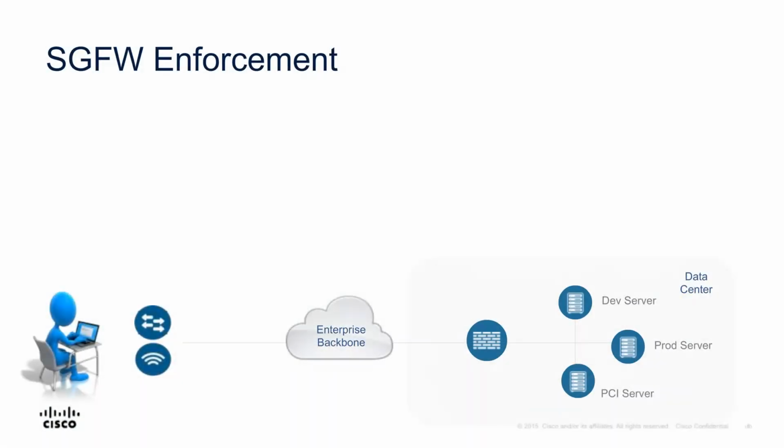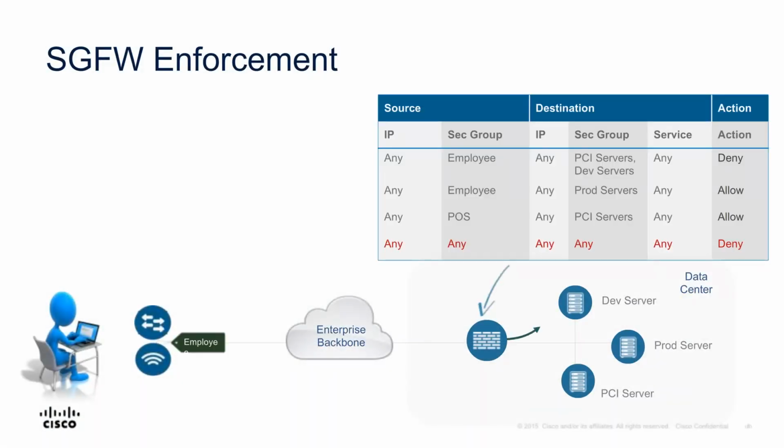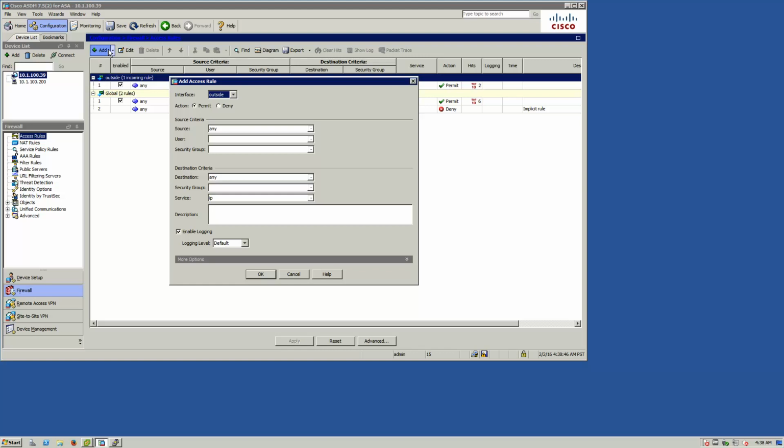In the second half of the demo, the same employee to production and development server flows will be enforced with the ASA instead of a switch. Using ASDM, I'll create a rule to allow the employee to communicate with the production servers.